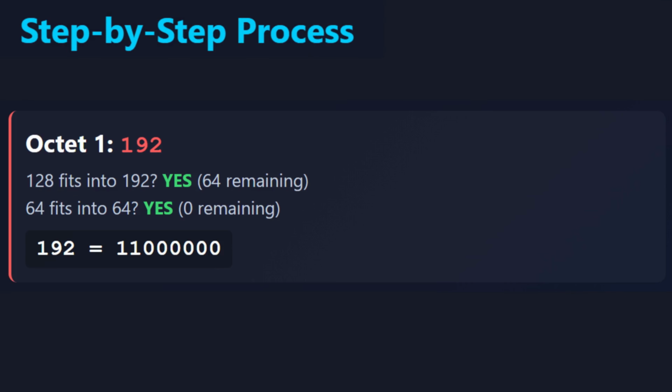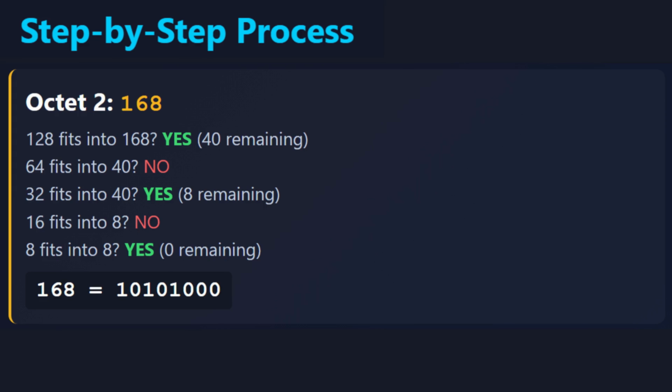Starting with 192, using our 8-bit place values of 128, 64, 32, 16, 8, 4, 2, and 1, we need to figure out which combination adds up to 192. So we ask, does 128 fit into 192? We're going to go from left to right in this case. The answer is yes. There are 64 remaining after that. So then does 64 fit into 64? Obviously yes, and there's 0 remaining. So 192 in binary is 11000000.